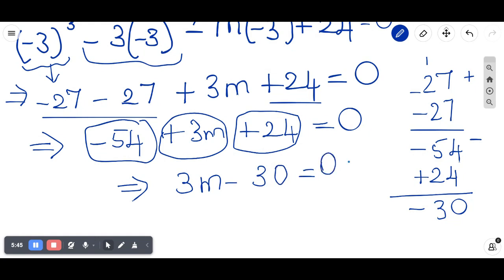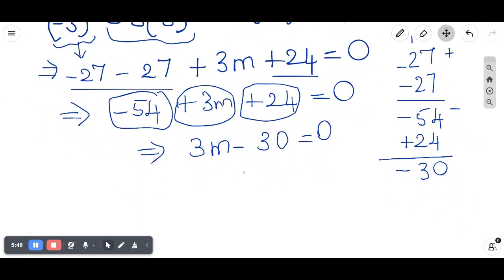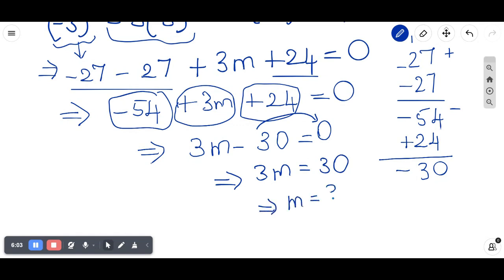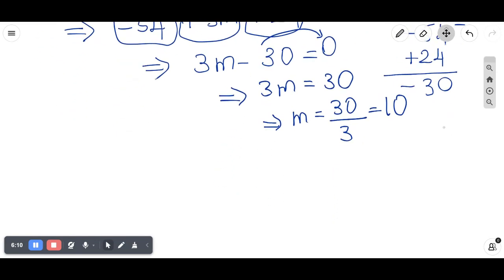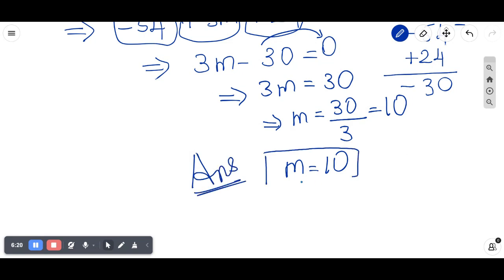Now we are going to conclude our question. Let us do it carefully. Keep your 3m as such and take the minus 30 to the other side of the equation, where it becomes plus 30. Now m is equal to 30 divided by 3, and m is equal to 10. So finally, our answer is m is equal to 10. This is how we arrived at the answer. While writing your answer, please give m is equal to 10.